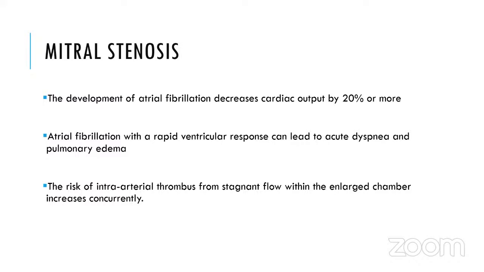One complication of having mitral stenosis is the development of atrial fibrillation, which further decreases cardiac output by 20% or even more. Atrial fibrillation with rapid ventricular response in patients with mitral stenosis can lead to acute dyspnea and pulmonary edema. There is a risk of intra-atrial thrombus from stagnant flow within the large chamber, which increases concurrently with the presence of mitral stenosis.